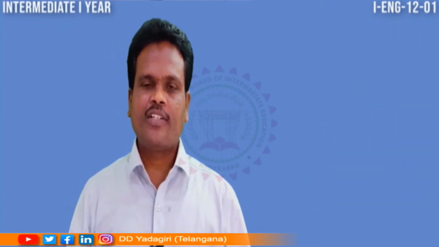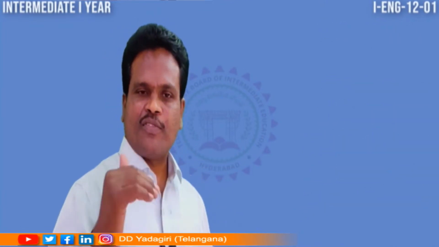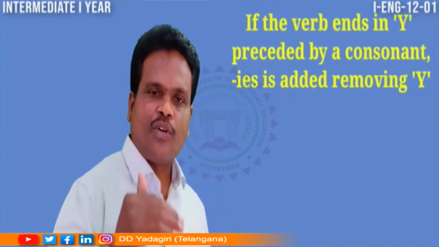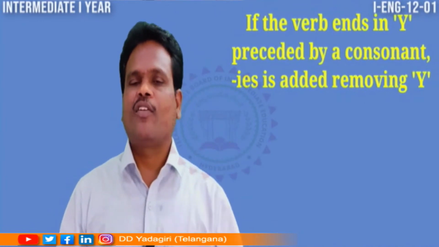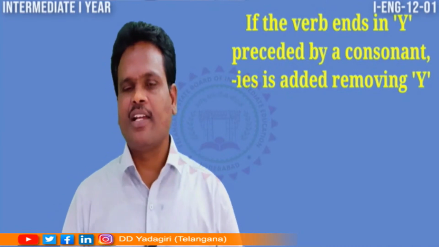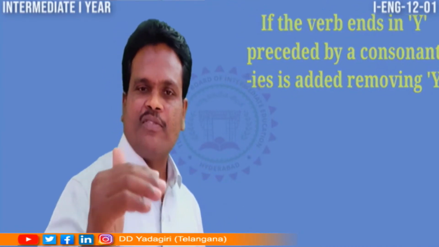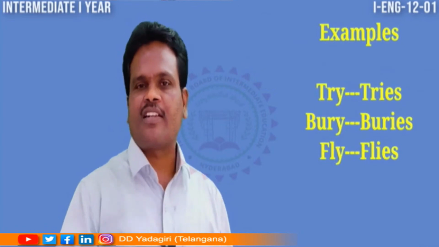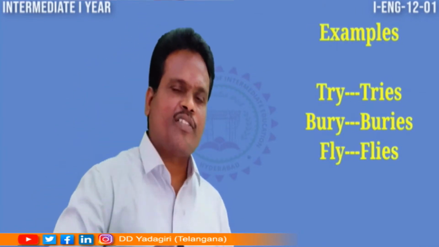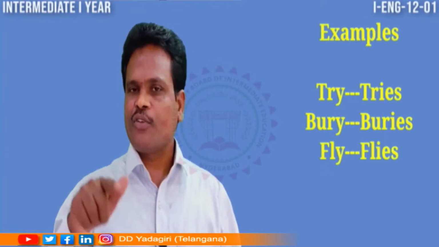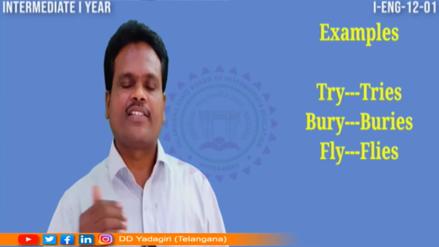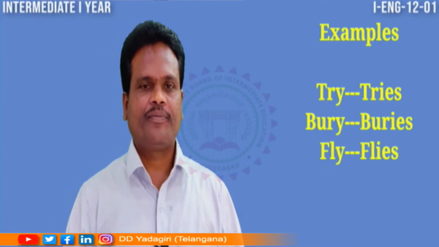The next particle to add to form the does form is ies. If the verb ends in y preceded by a consonant, then we have to remove y and add ies to form the does form of the verb. Example, try. Try is a word that ends in y preceded by the consonant r. So we have to remove y and add ies. The spelling is tries, T-R-I-E-S.